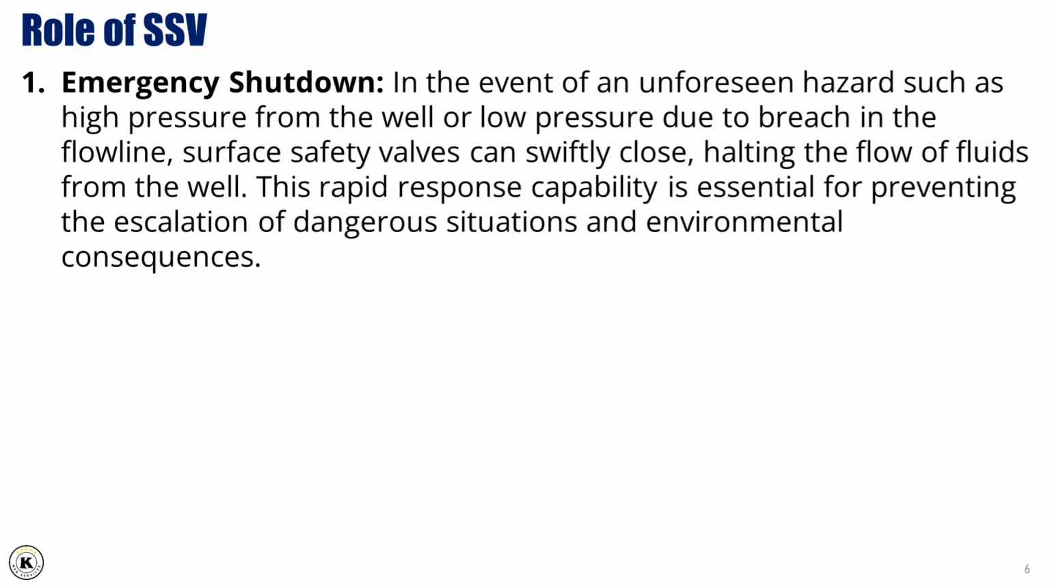Role of surface safety valves. 1. Emergency shutdown. In the event of an unforeseen hazard such as high pressure from the well or low pressure due to breach in the flowline, surface safety valves can swiftly close, halting the flow of fluids from the well. This rapid response capability is essential for preventing the escalation of dangerous situations and environmental consequences.